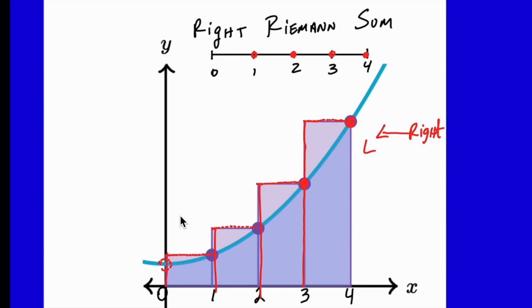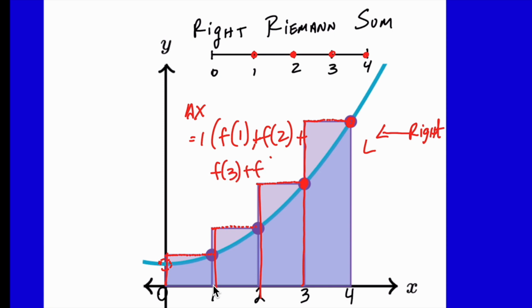Okay, when we do our math, it's going to have the same delta x, which is 1. So our delta x is going to equal 1, and our f of's are going to include f of 1 plus f of 2 plus f of 3 plus f of 4. And notably absent is we do not include f of 0 in the math computation of the area.